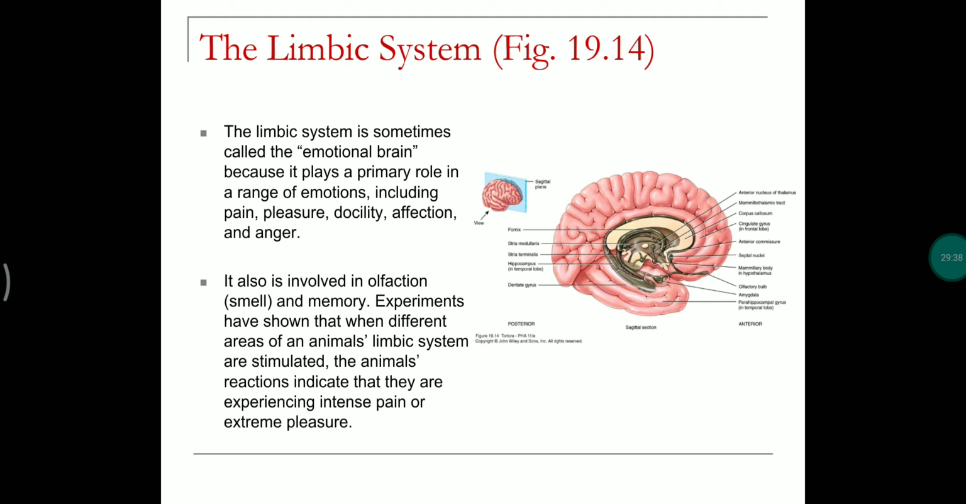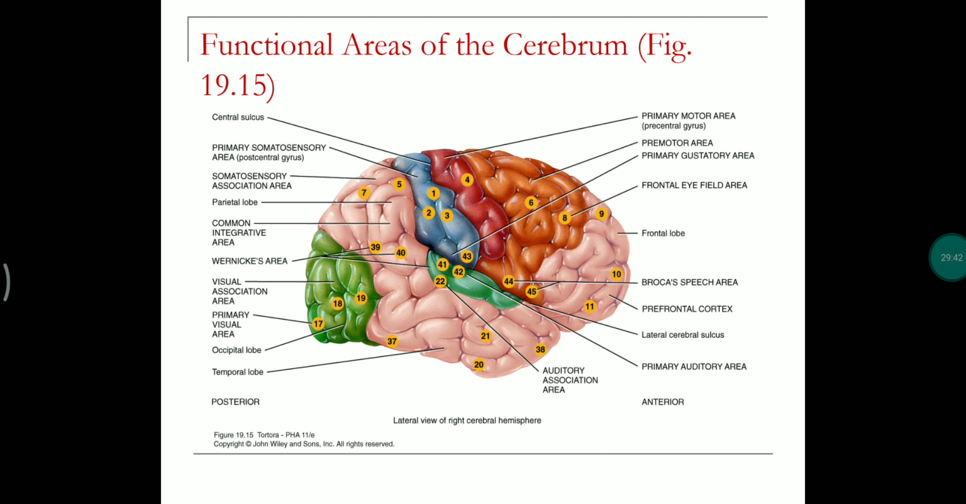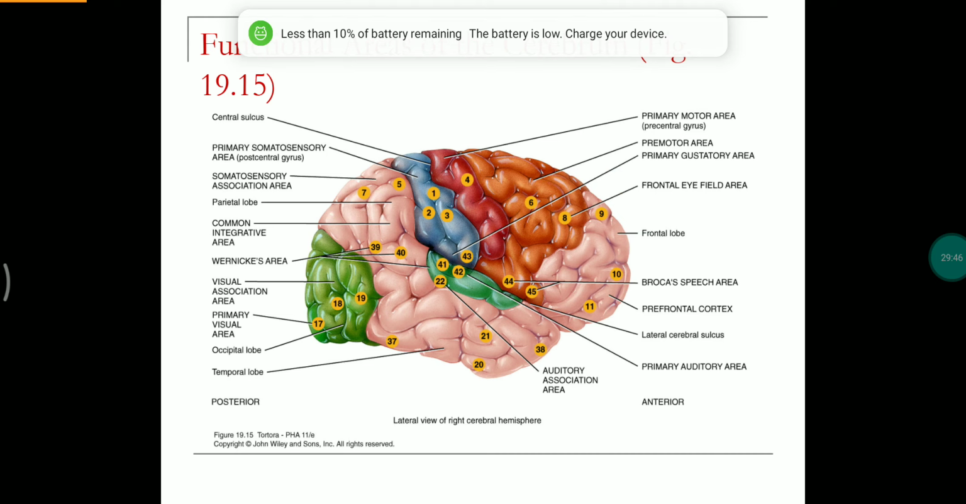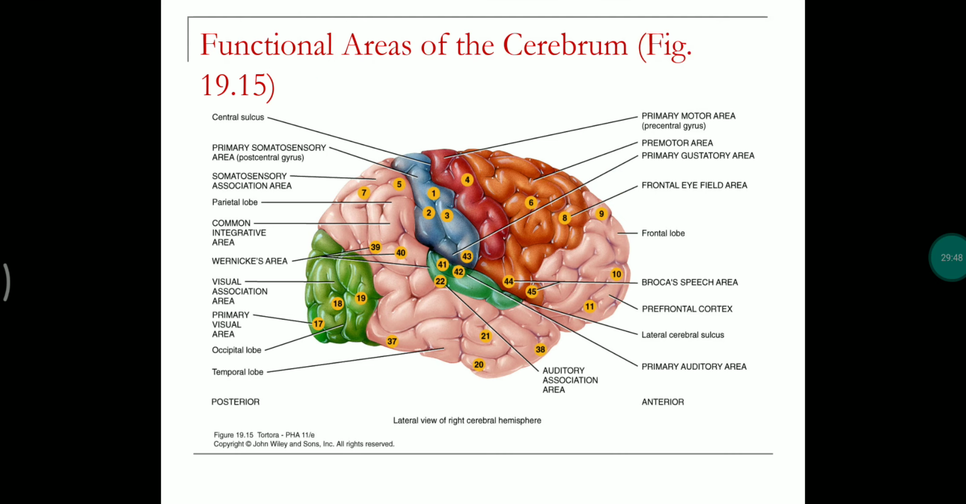It also involves olfaction and memory. So here we can see the functional areas of the brain. They are the primary motor areas, premotor areas, primary gustatory areas, et cetera. Now we are going to study all of them.